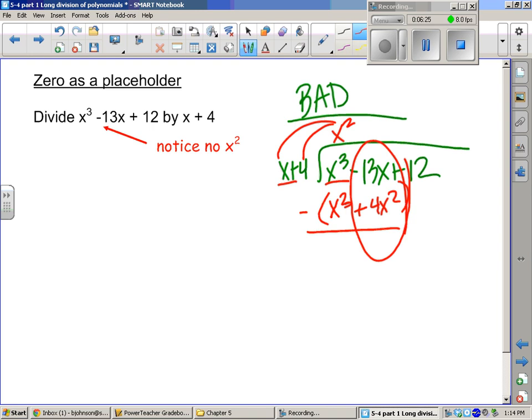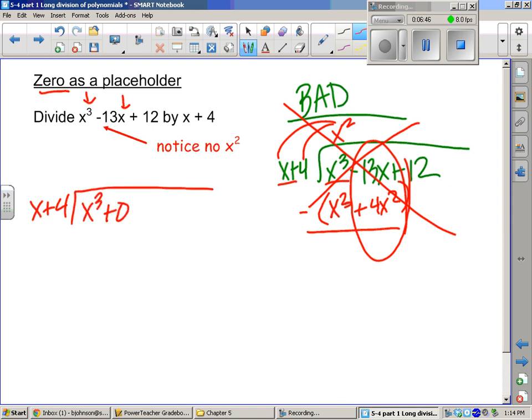So what we're going to do to fix that is to use 0 as a placeholder. There is x to the third, there is x to the first, there is no x squared. So when I set this up, don't do the bad way, do the good way, which is to clean it up a little bit. We need some soap. All right, x to the third, there are no x squared, so we're going to put 0x squared minus 13x plus 12.